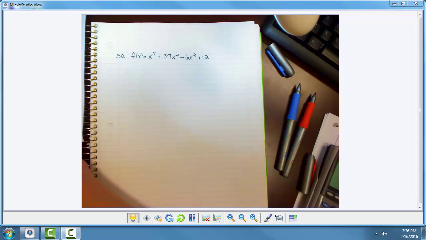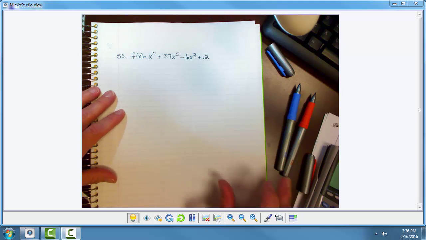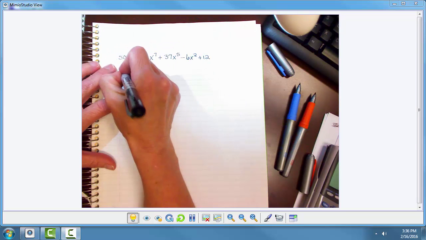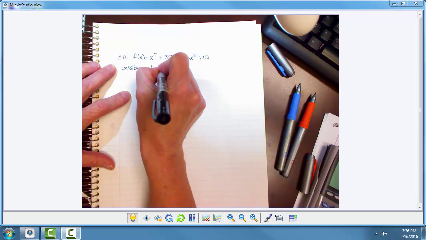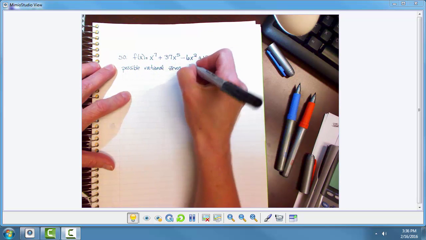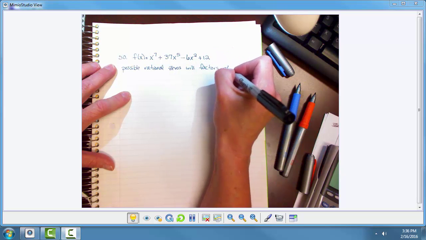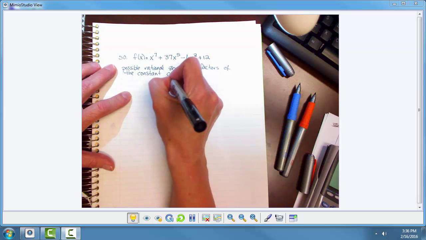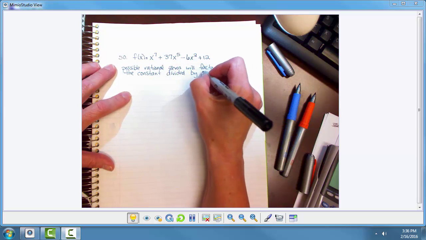So back to number 50 from page 343. It says list all the possible rational zeros. So you want to make a list of all the possible rational zeros. So the possible rational zeros will be factors of the constant divided by factors of the leading coefficient.